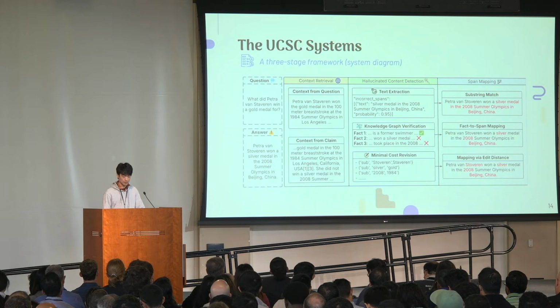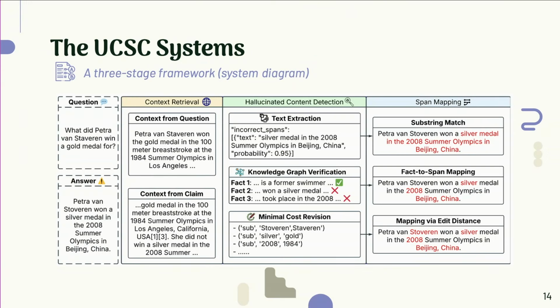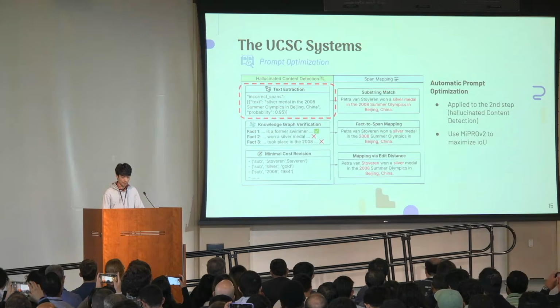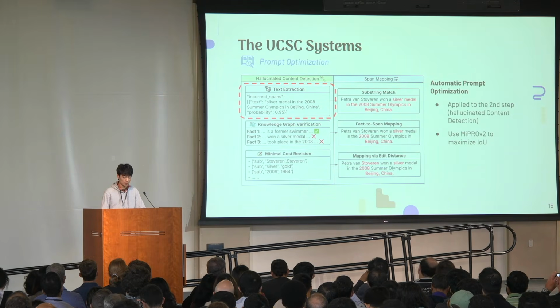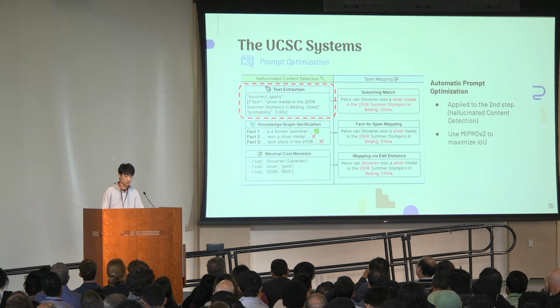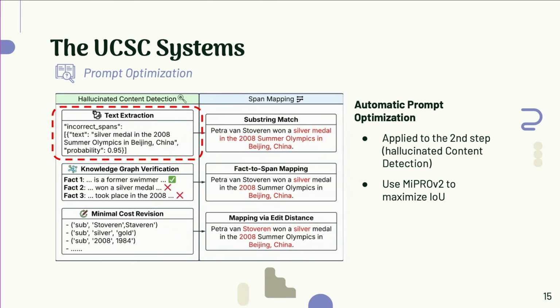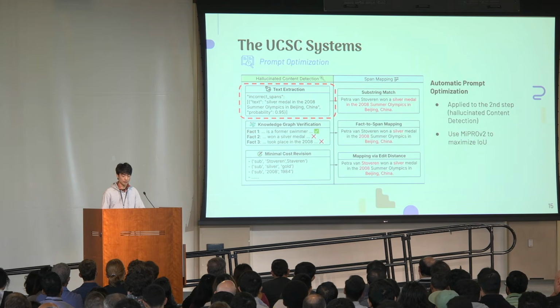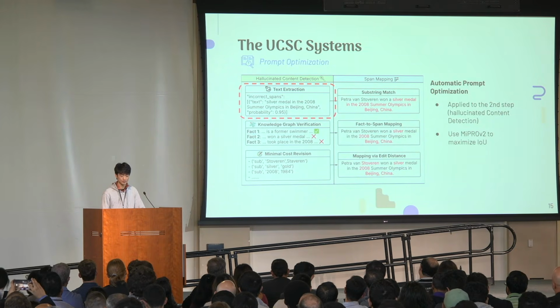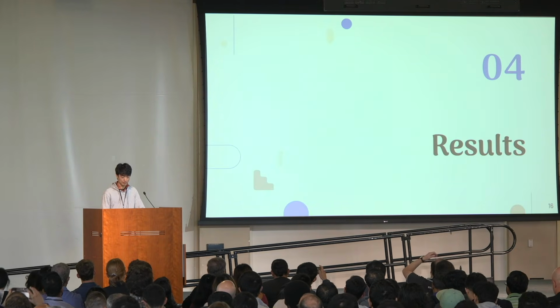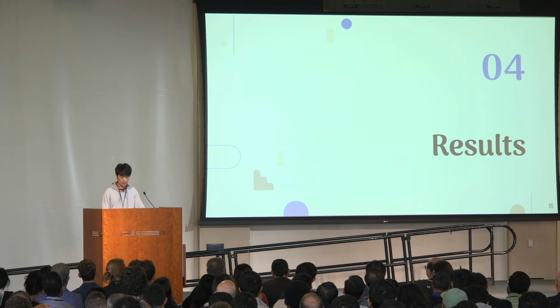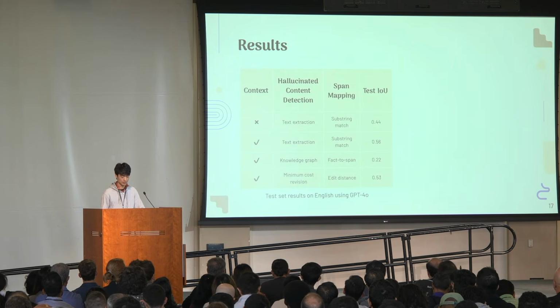And here is a full diagram with all three steps shown. As an additional step, we also applied automatic prompt optimization to the text extraction approach. We used the MIPROv2 optimizer with DSPy to search for a prompt that will maximize our task metric, IOU. And now I'll get to our results.